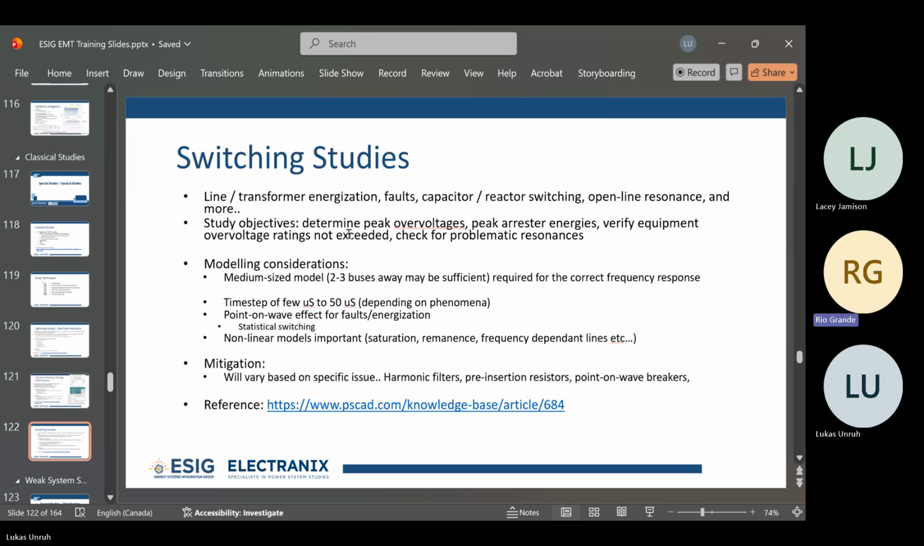Some of these events are going to be very dependent on the point on wave at which you apply the switching event. So if you're energizing a transformer, for example, what we usually do is a statistical analysis where we switch the transformer in over a full cycle, and one pole closes and then the other poles close in with some variation around that first pole closing. That gives us, from a statistical sense, the worst-case energization transient which we would see for a transformer or a transmission line, for example.